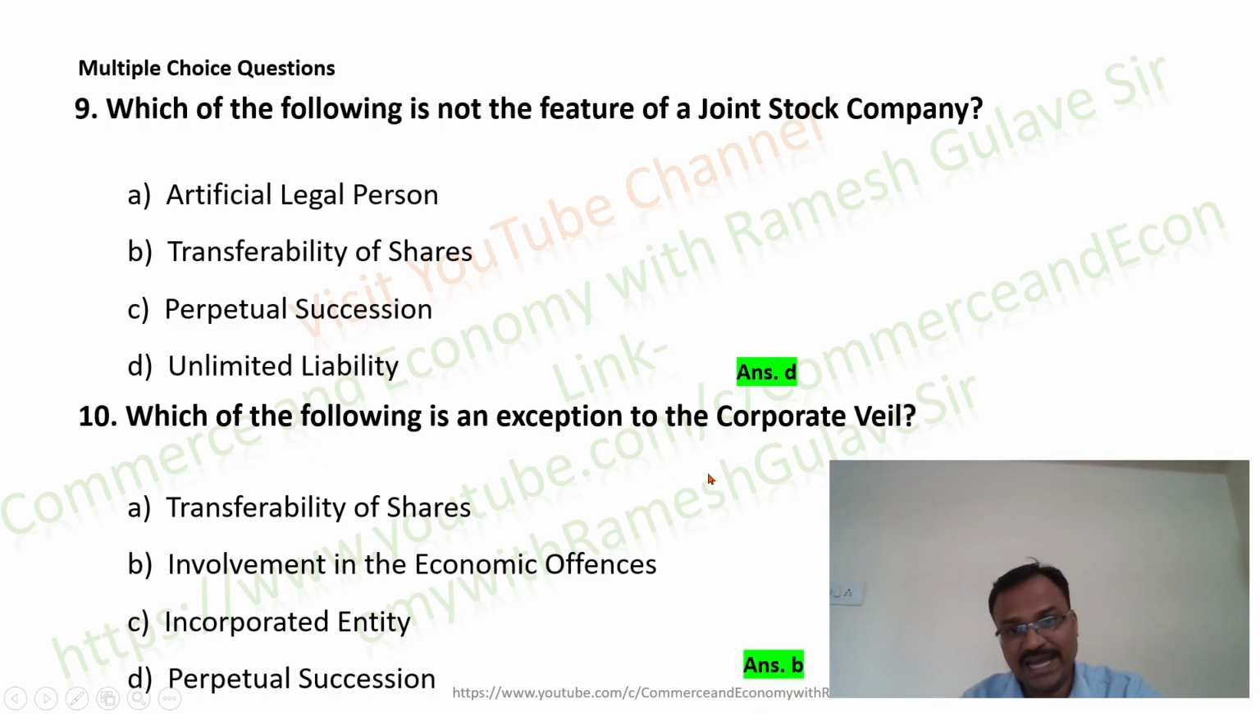Which of the following is an exception to the corporate veil? So involvement in the economic offenses. If the person is involved in economic frauds and offenses, then legal action can be taken against him. This is the meaning of this sentence.